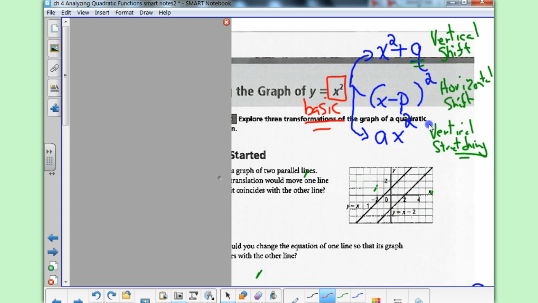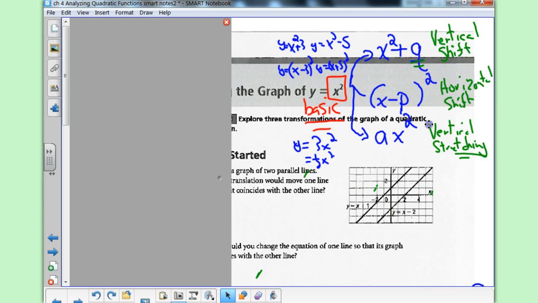For the Q one, you might have seen things like y equals x squared plus 3, or y equals x squared minus 5. You would have seen y equals, instead of x squared plus 3, x minus 3 squared, or y equals x plus 5 squared. And you would have seen some examples of the a's, as y equals 3x squared, and maybe y equals 1/2 x squared. Those are A, P, and Q transformations that can occur to a parabola. And you should have learned what each of those looks like and how it works, okay?